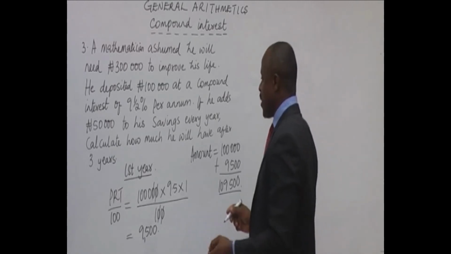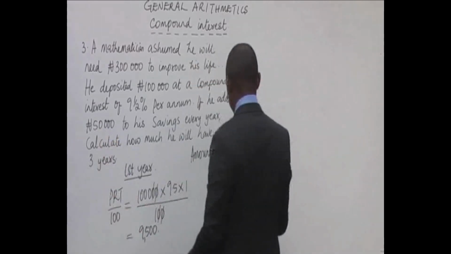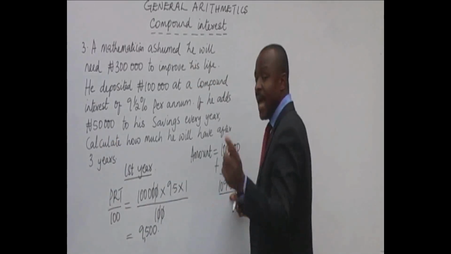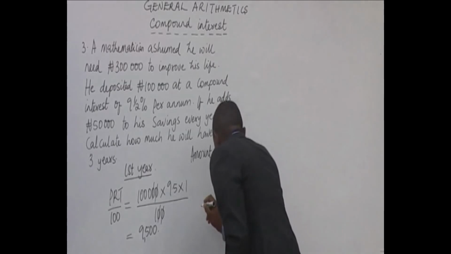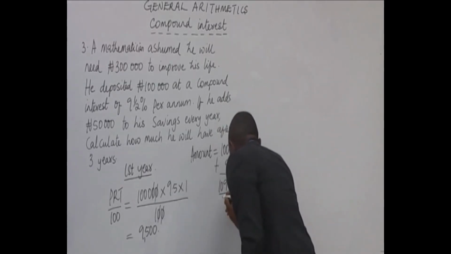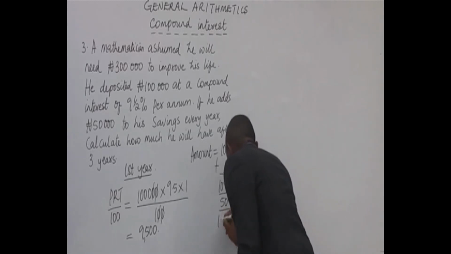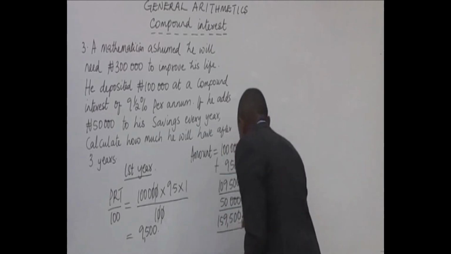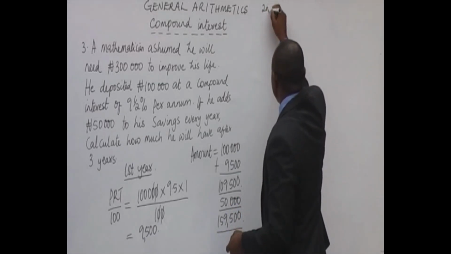Now, remember the question said that he adds 50,000. So we're going to add 50,000 to this amount after 1 year, and that is going to be the amount that will calculate the interest it will accrue in the second year. So add 50,000 to this, and we have 159,500. Now let's enter the second year.